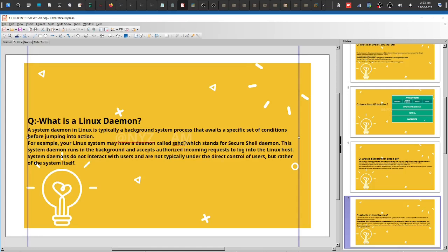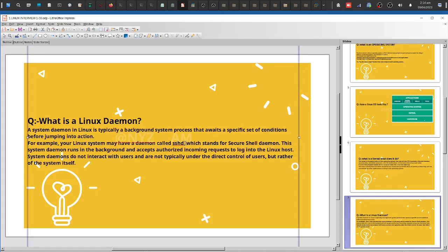For example, SSHD, the secure shell daemon, runs in the background and authorizes incoming requests to log on to the Linux box. That means we can host multiple users on the Linux system. During that time, we can add multiple users with the help of the SSHD daemon. So many daemons exist for users who want to log into the device or any services.